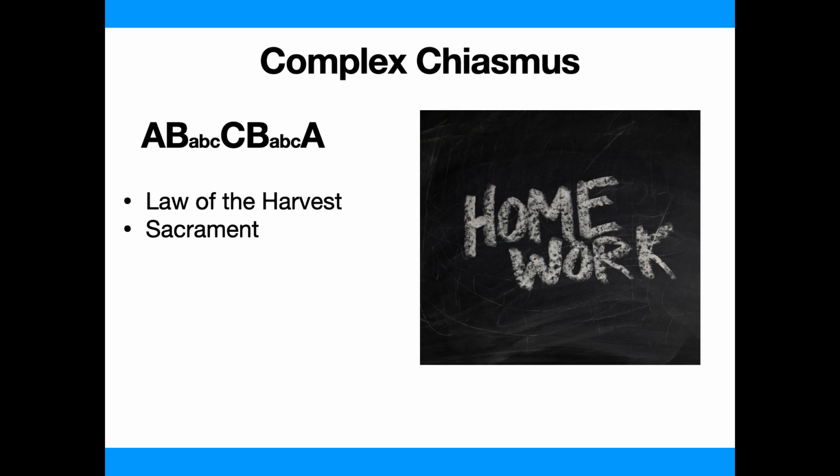Study Hebrews 1 through 8 in that chiastic structure with that slide, and then practice describing the law of harvest and the sacrament using this complex chiastic structure, ABCBA, with the B's having parallelisms within them.